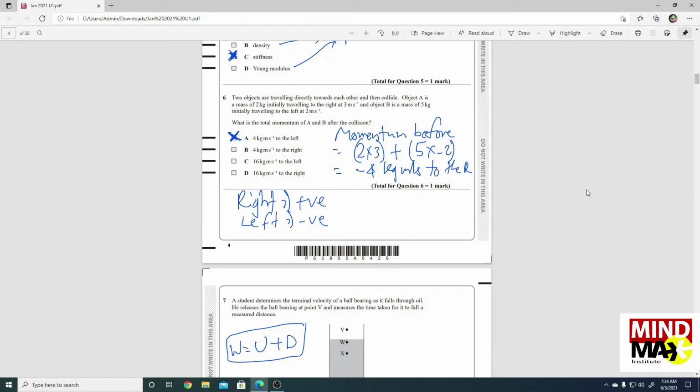So whatever momentum we got before the collision would be the same momentum after the collision. We got minus 4 kg meters per second to the right. Why? Because if we added them, the momentum to the left is actually more than the momentum to the right. That is why we got a negative value. So negative momentum to the right is actually momentum to the left. So that is why this is the answer.